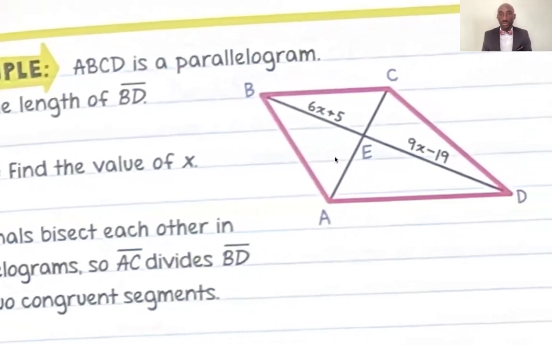Okay, so we have A, B, C, D. It's a parallelogram, right? So what can we look at? BD is a diagonal, AC is a diagonal, right? We want to find the length of BD. We want to find this length here.